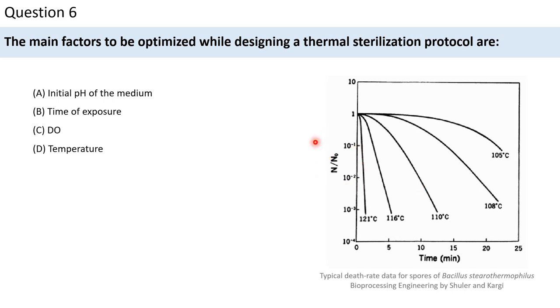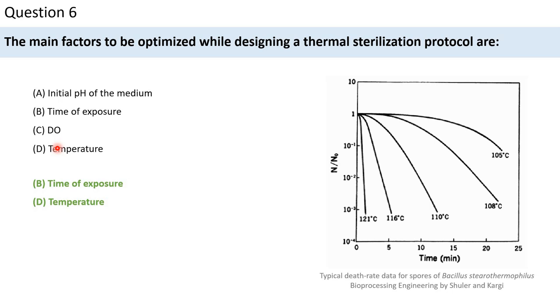So the thermal sterilization process depends on the temperature as well as the time of exposure. Whereas the initial pH of the medium is not going to matter at all. The sterilization is going to happen even if the pH of the medium is 2 or even 10 as well.